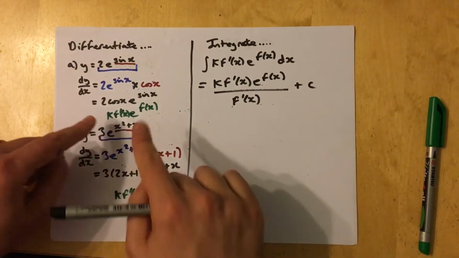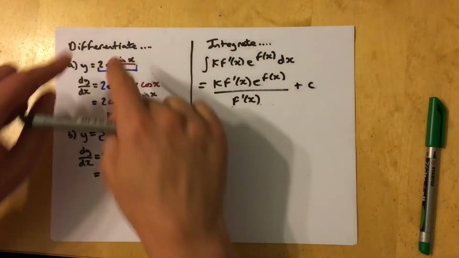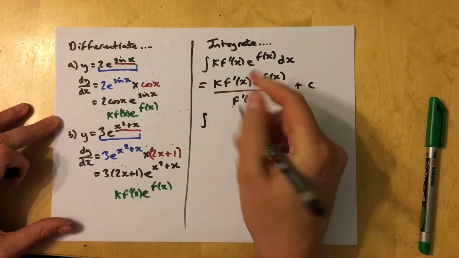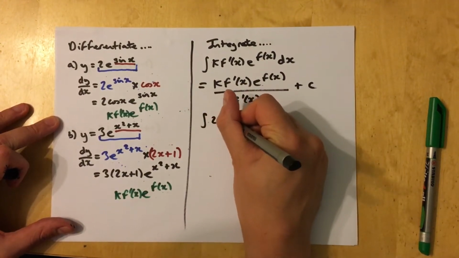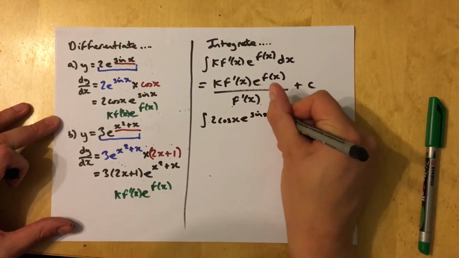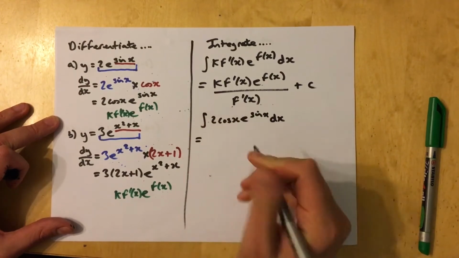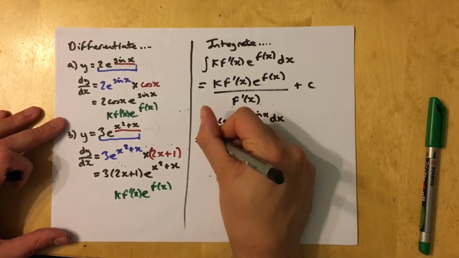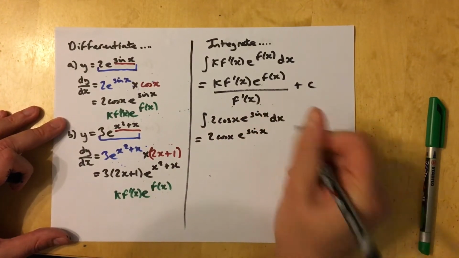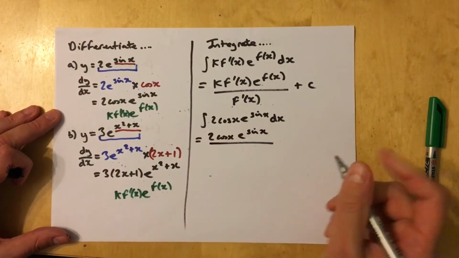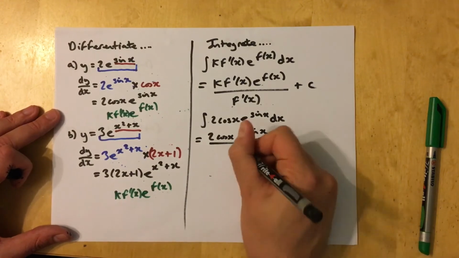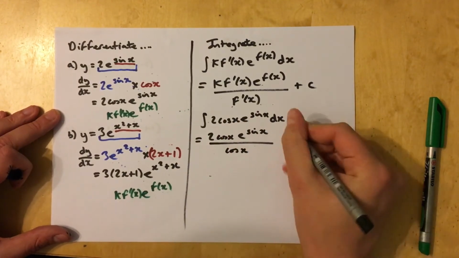So same as last time, let's take these answers now, try and apply this method and see if we get back to where we started. So if we have a look at this first one, we want to integrate 2 cos x e to the power of sine x dx. When we integrate this, what I said was leave it alone, don't do anything to it. 2 cos x e to the sine x. And then we divide by the derivative of the inner function. My inner function is sine x. The derivative of the inner function, therefore, is cosine x. And we end up with plus c.